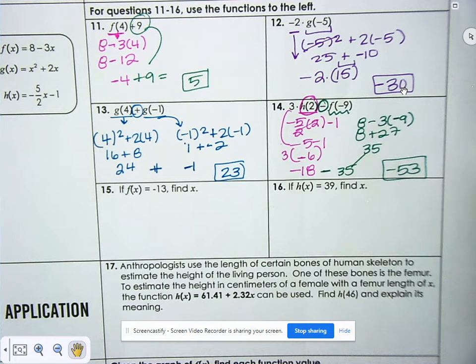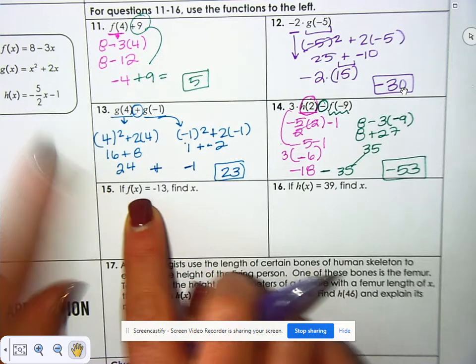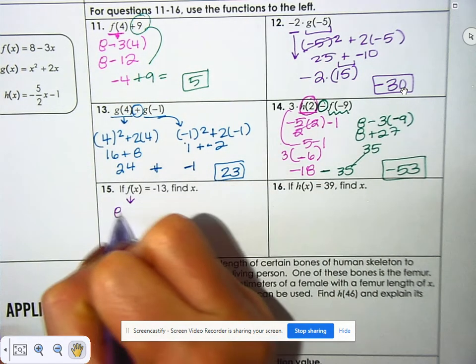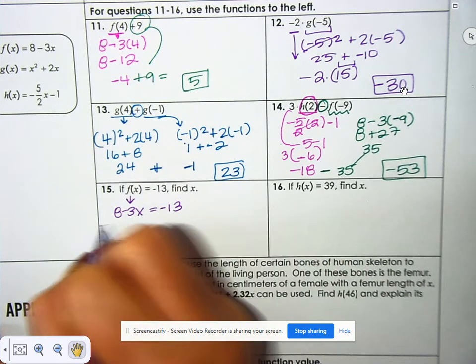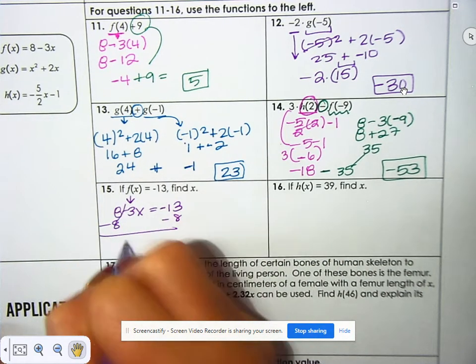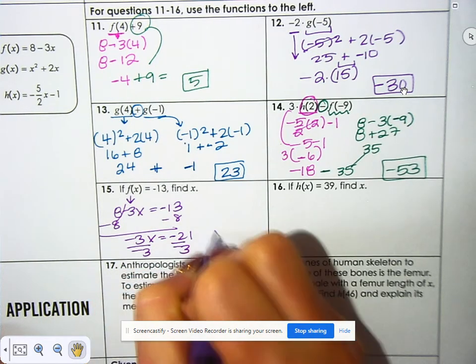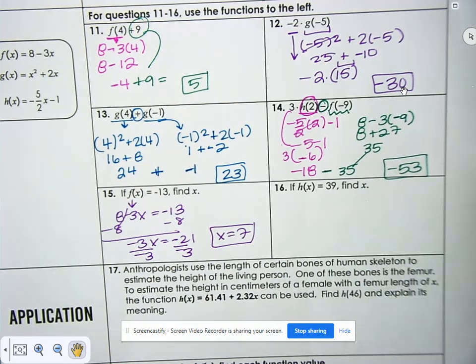All right, number 15 and 16 are a little different because they say f of x equals negative 13. So we're not plugging anything in, but we know that f of x is 8 minus 3x. So I can put that here. 8 minus 3x equals negative 13. And y'all, this is a regular two-step equation that we do so often. And your x should have been 7.